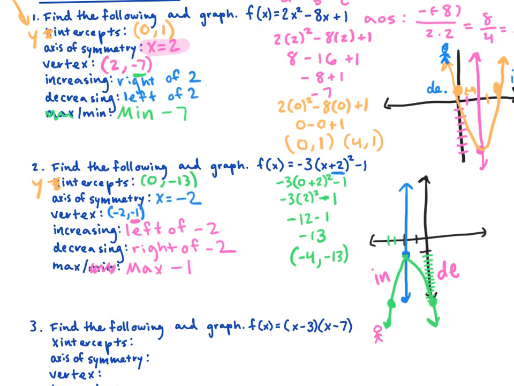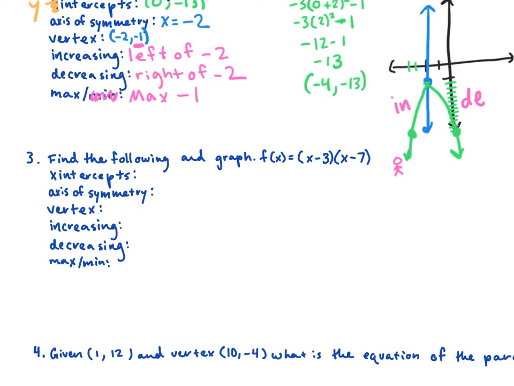All right, let's move on to number 3. So here we have intercept form. So when it's in intercept form, the best place to start is with our x-intercepts. So what are our x-intercepts here? It would be 3, 0, and 7, 0. Awesome. So remember, our x-intercept is when our y is equal to 0. And it comes from the parentheses here, but since it's inside the parentheses, we have to remember to flip our signs.